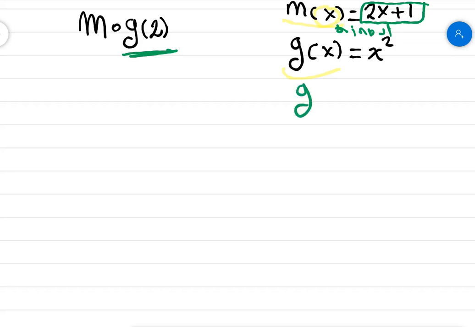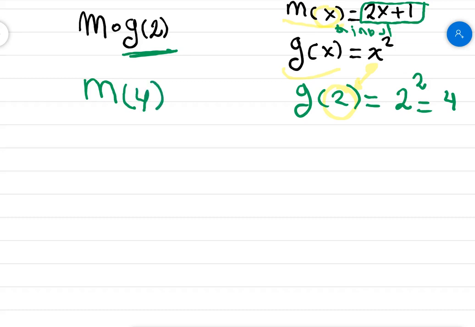So g of 2 is 2 exponent 2. If you see, I am substituting x, I am replacing it by 2. And 2 exponent 2 is 4. So I found my g of 2, which is 4. What they are asking me is find m when the input is 4.